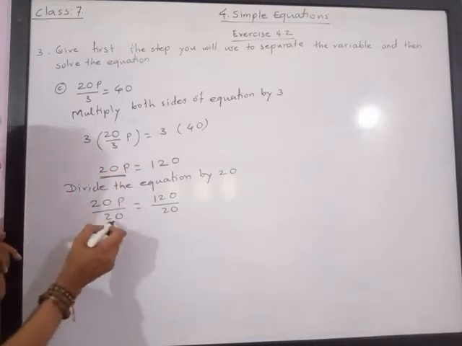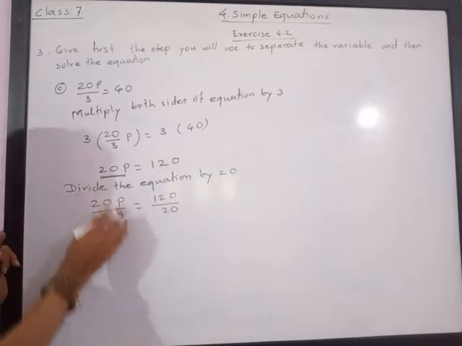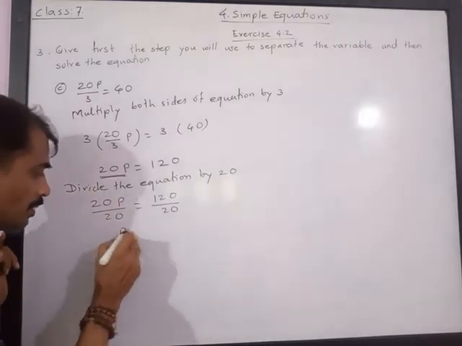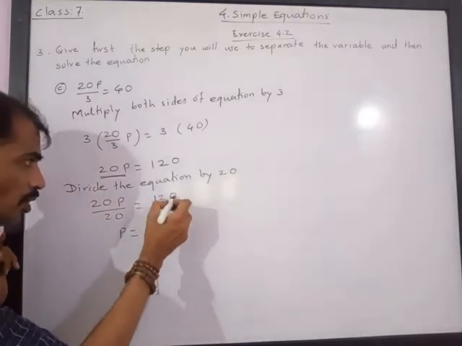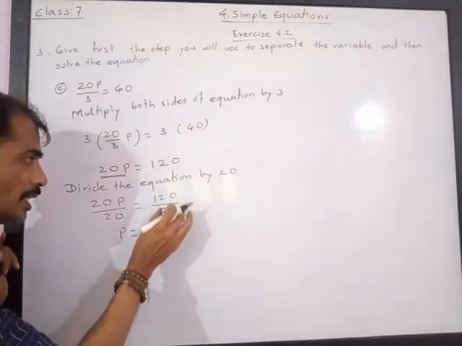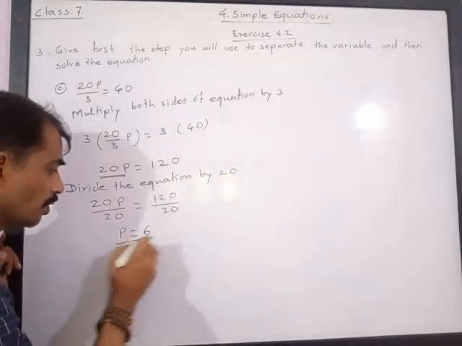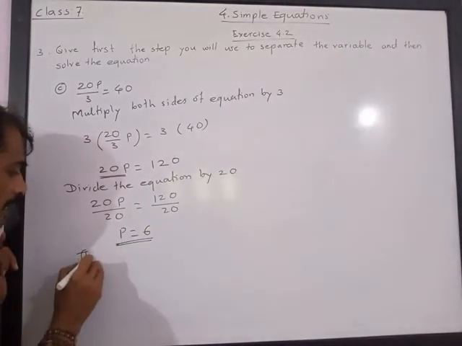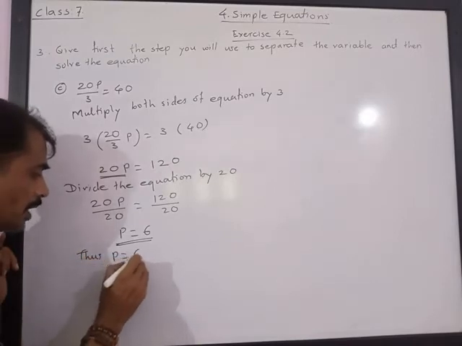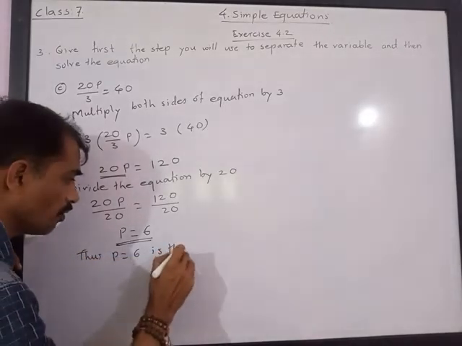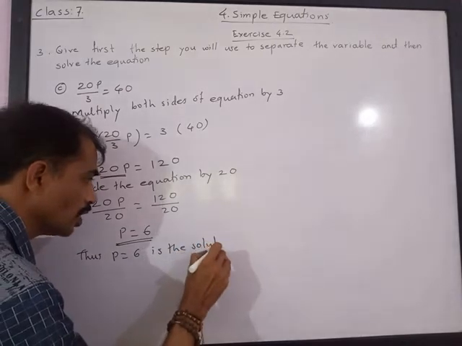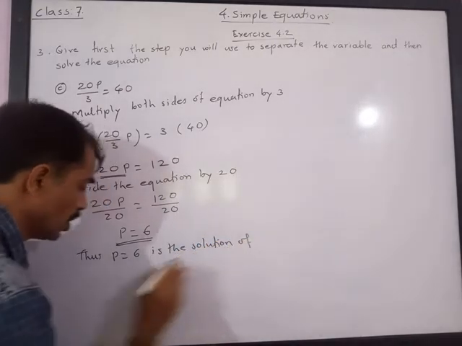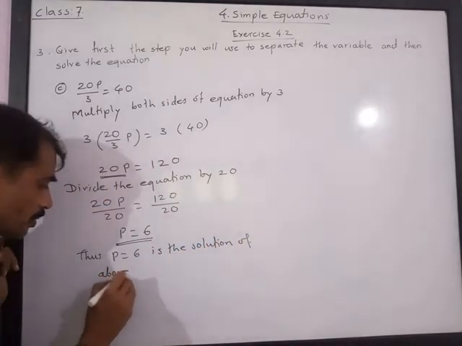So 20 divided by 20 is 1. 20 ones are 20. So you will get 1p, that is p is equal to. Now 0 is reducible, or 20 sixes are 120. So p is equal to 6. Thus p is equal to 6 is the solution of the above equation.